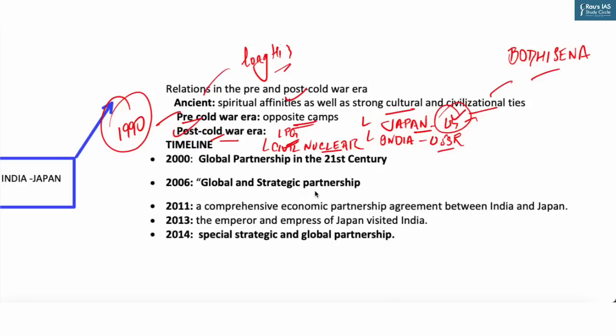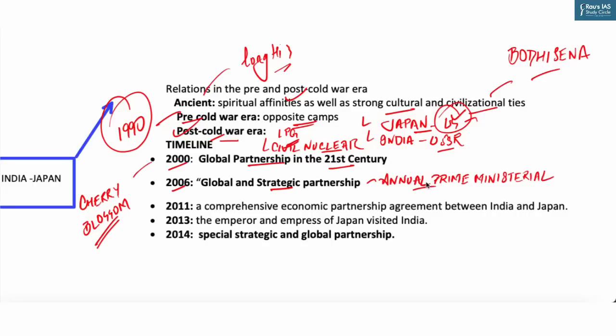Here one must understand the evolution of the cherry blossom phase of India and Japan relations. Let's look into the timeline. In 2000, the Japan-India Global Partnership in the 21st Century was launched. Then in 2006, relations were upgraded to Global and Strategic Partnership with the provision of annual Prime Ministerial Summits. Then in 2011, a Comprehensive Economic Partnership between India and Japan.